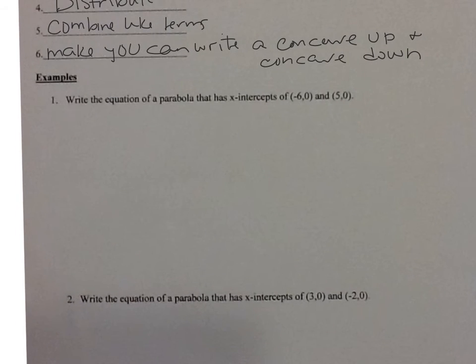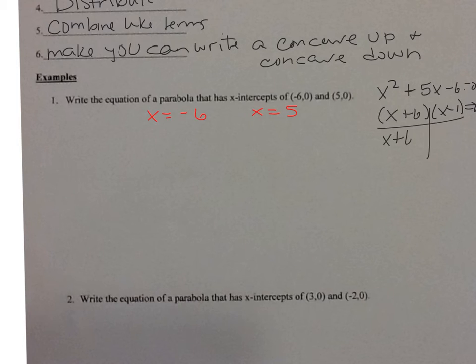We have, write the equation of a parabola whose x-intercepts are (-6, 0) and (5, 0). So my x's are x is equal to -6 and x is equal to 5. Now I want them to equal 0 because remember when we have a quadratic, let's say x squared plus 5x minus 6 equals 0, my factors would be x plus 6 and x minus 1 equals 0. And then I would set them equal to 0. X plus 6 equals 0, x minus 1 equals 0, and then I get x is equal to -6, x is equal to 1.